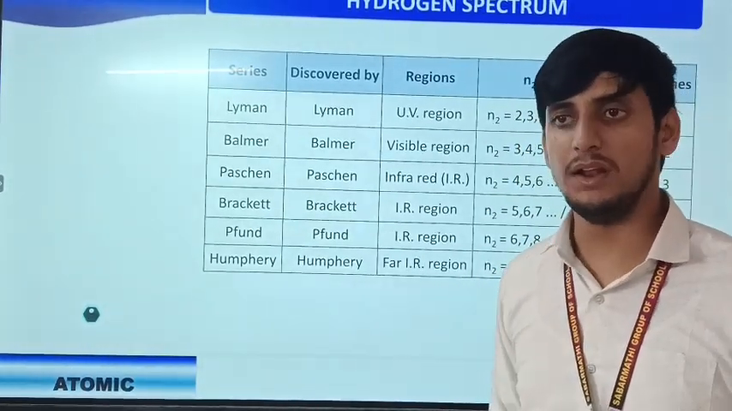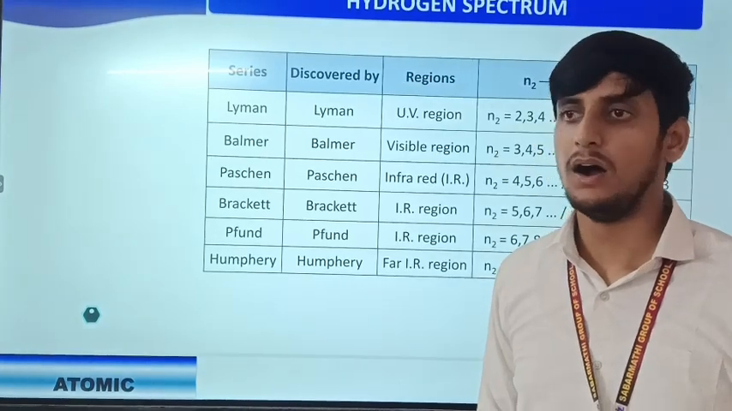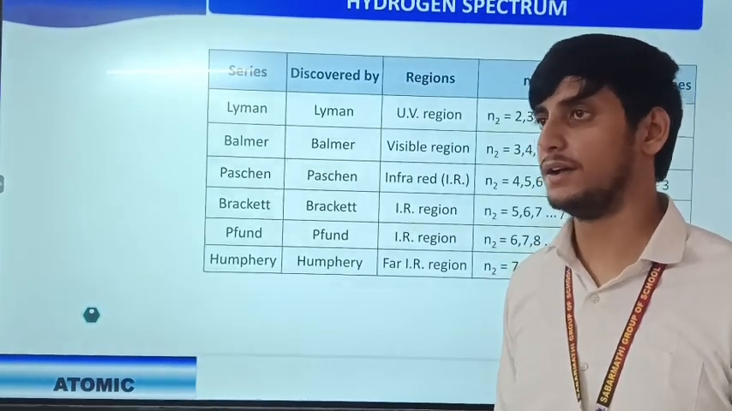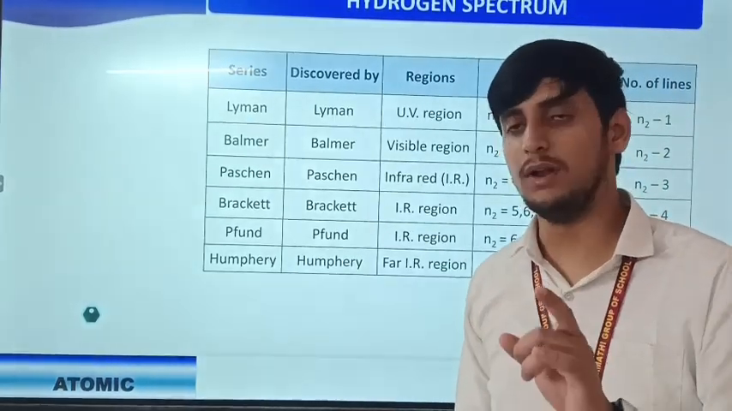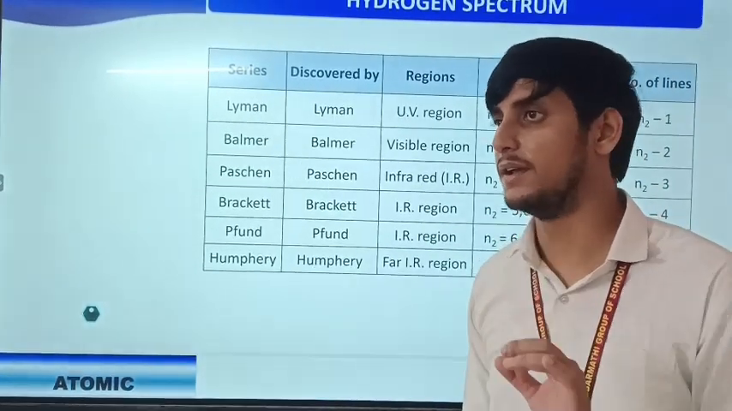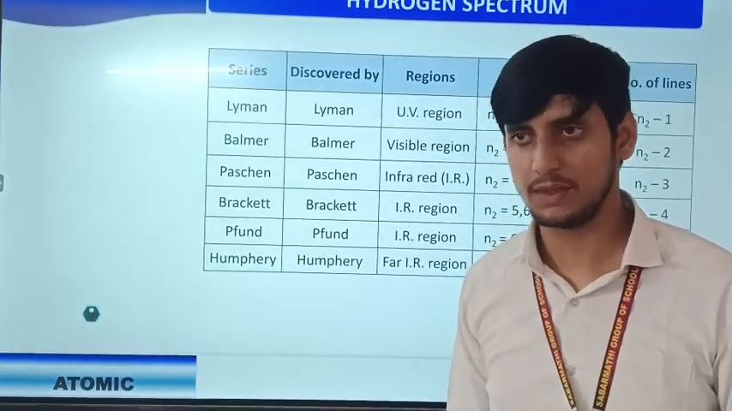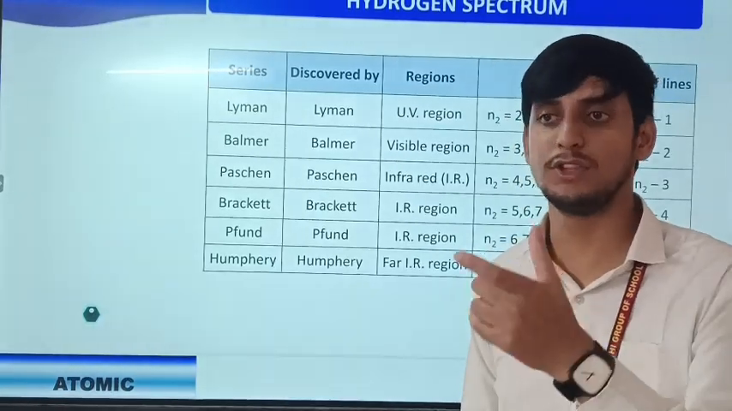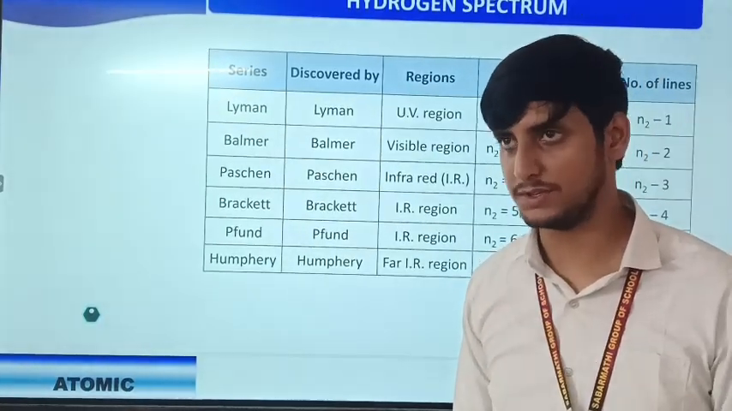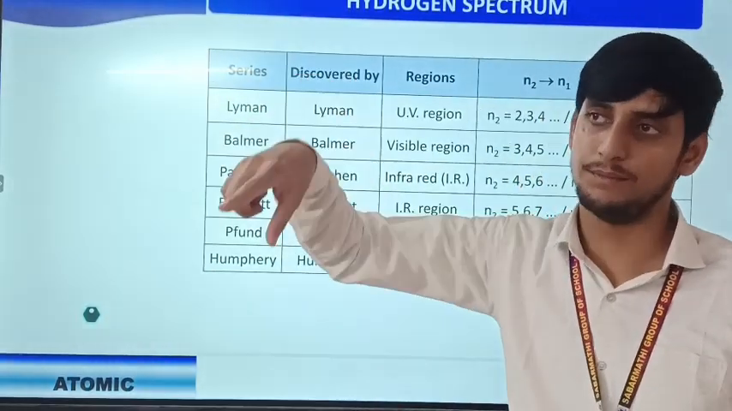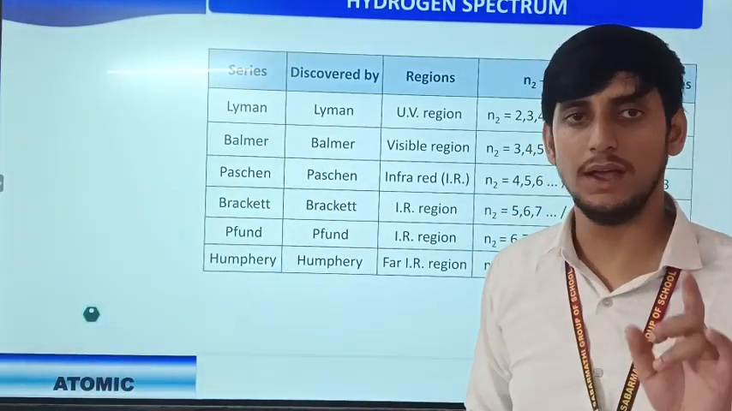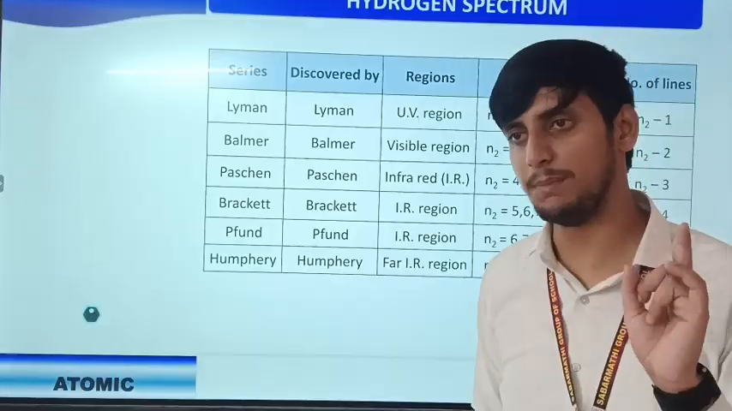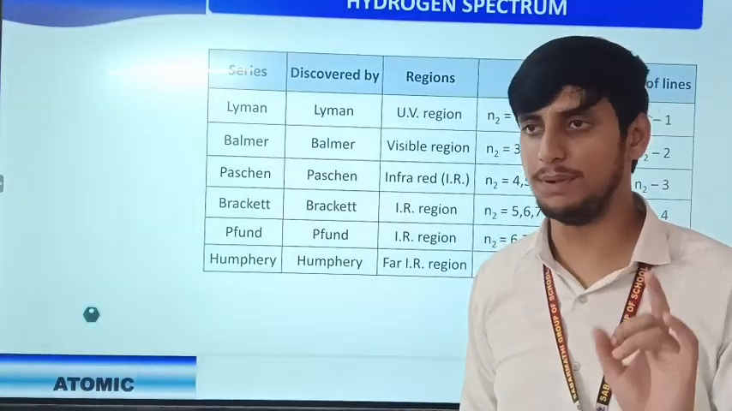Now if they give a question, a series in the spectrum lying on N1 equal to 2, which series? Balmer series, right? N1 equal to 3, which series? Paschen series. Electrons come to the second, third orbit. According to this, you can give the answer. Remember N1 for Lyman, Balmer, Paschen, Brackett, Pfund, and Humphrey.